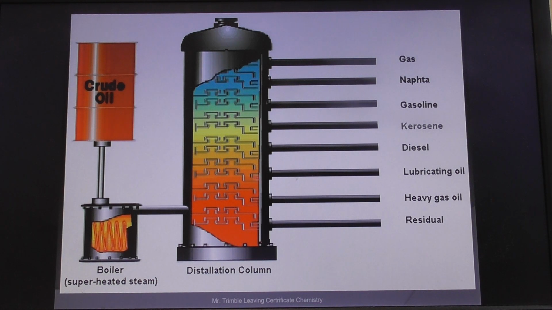So the temperature at which it boils off will give rise to gas. That's the one that will boil first. Then you have naphtha. We'll go through each of these, but naphtha is used as a solvent a lot of the time. You have gasoline. Gasoline is what we would call petrol. This diagram comes from the States, but petroleum effectively is a part of gasoline.